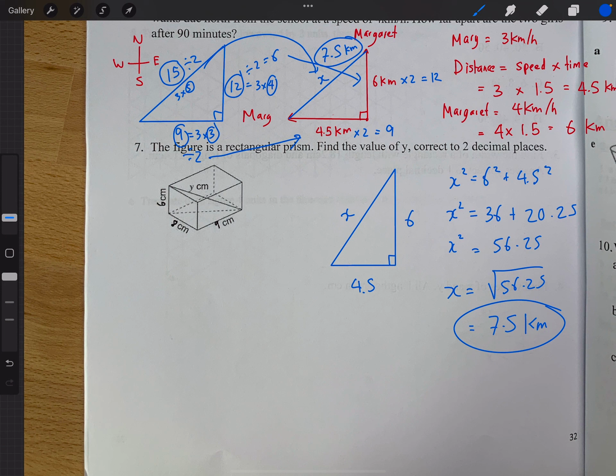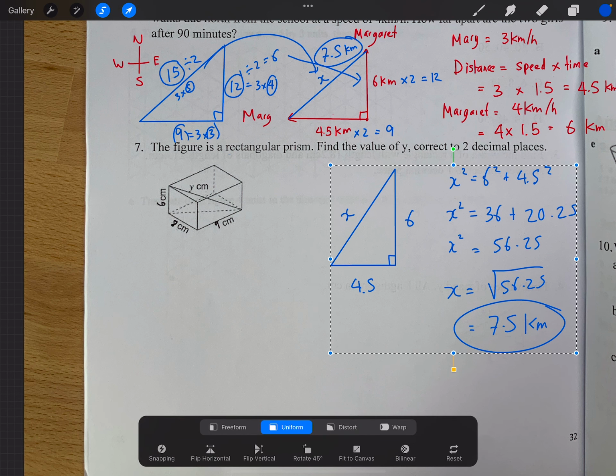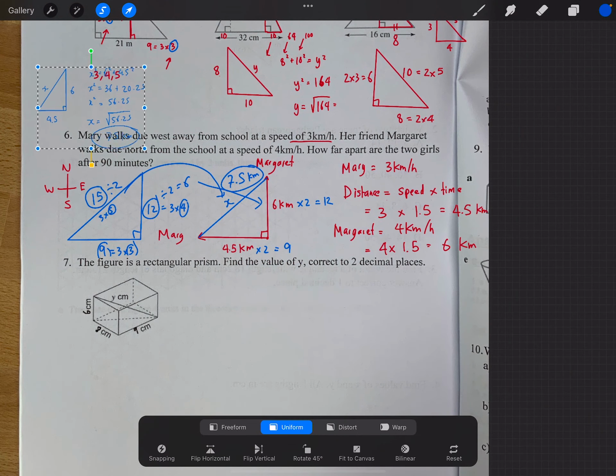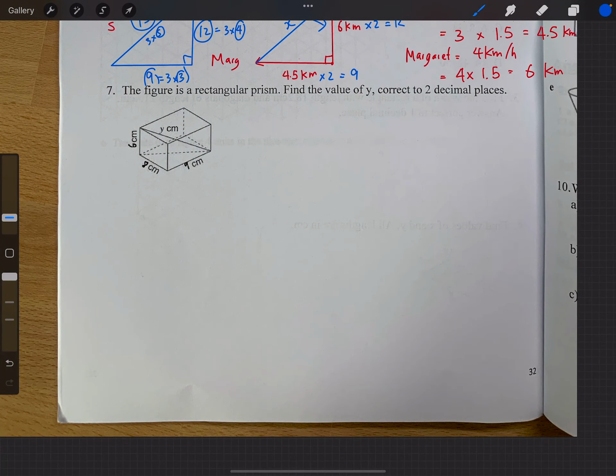Alright, next one, question 7. The figures are a bit messy. I'm going to rub this out. Can't see here clearly. Let's get rid of this. There. Alright, the figure is a rectangular prism. Find the value of y corrected to 2 decimal places.